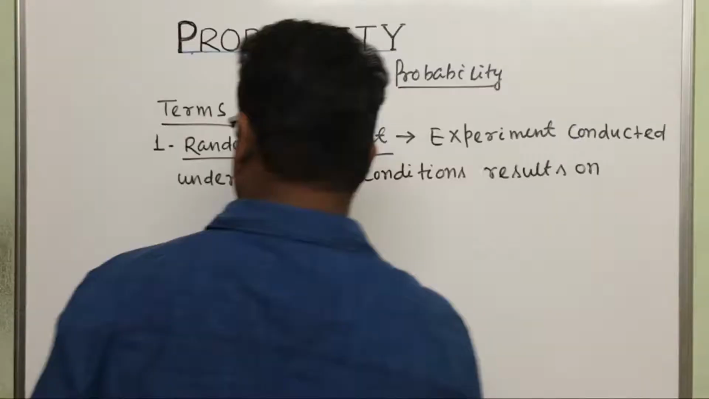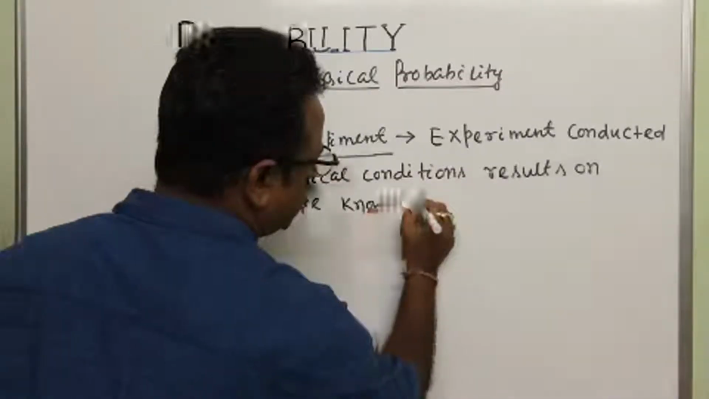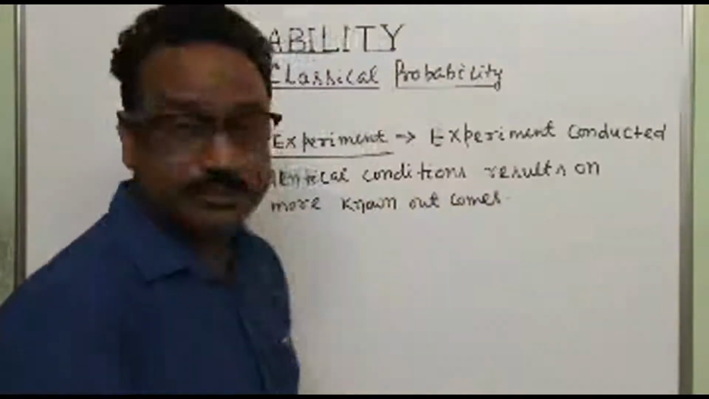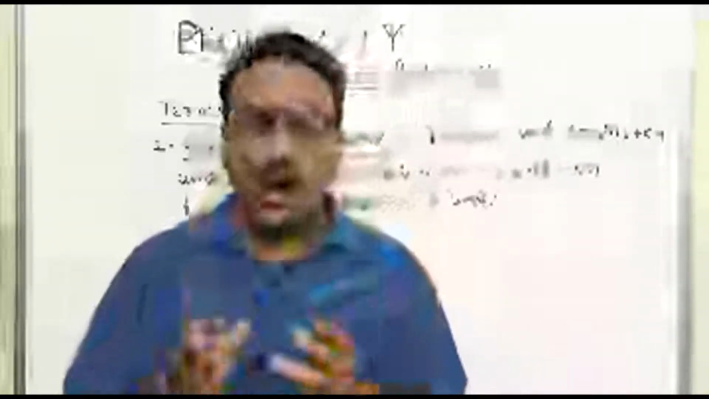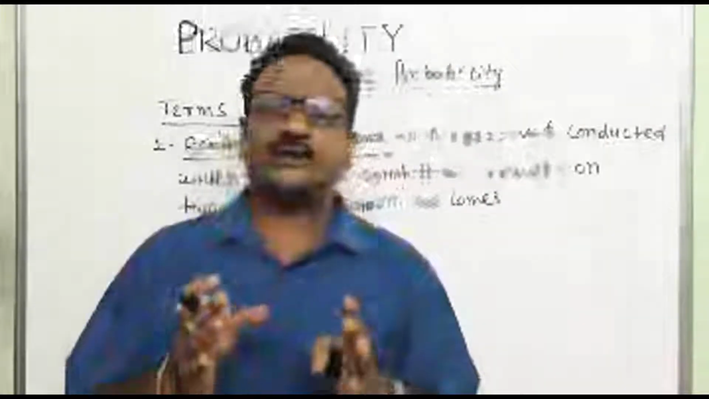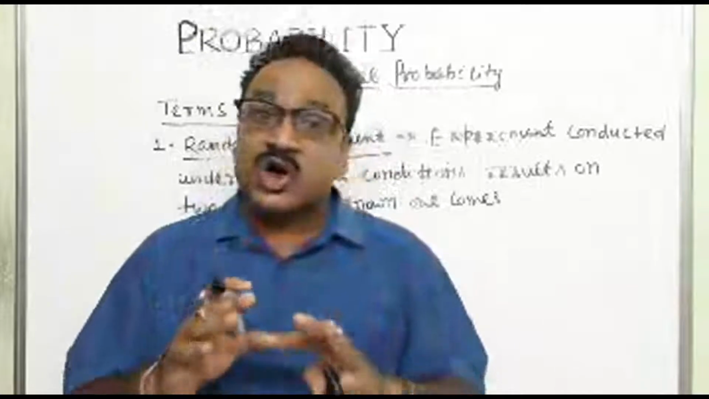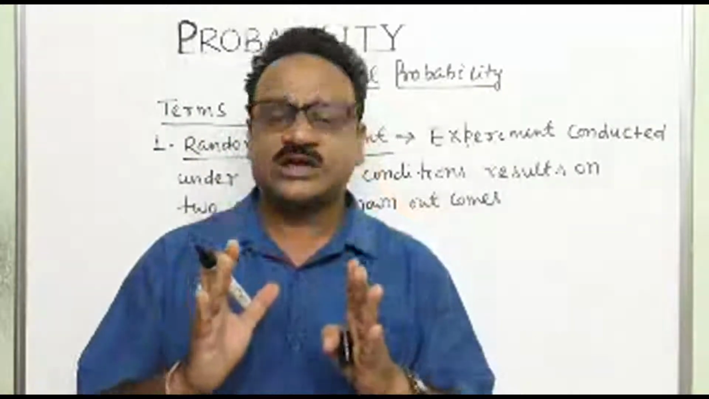Random experiment results in two or more known outcomes. I will explain it now. What is the meaning of random experiment? When a coin is tossed, what will happen? Either head will come or tail will come. If a Ludo dice is rolled, then what will come? Either 1, 2, 3, 4, 5, 6, any one will come. So we can say this is a random experiment.